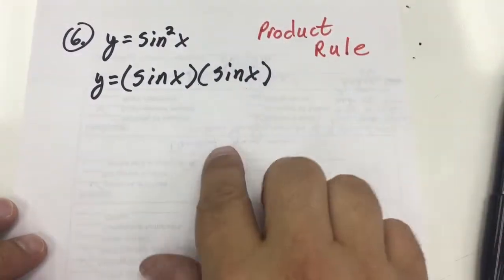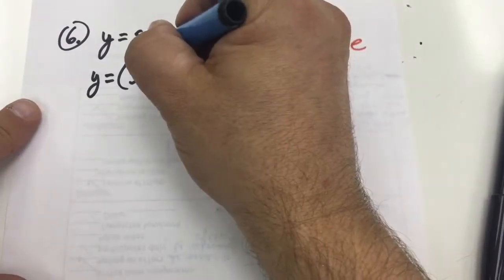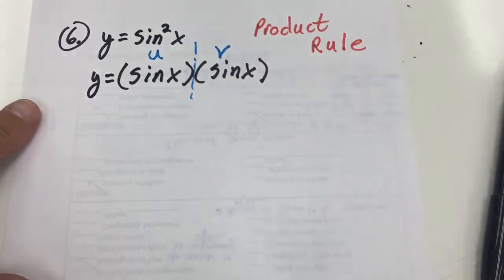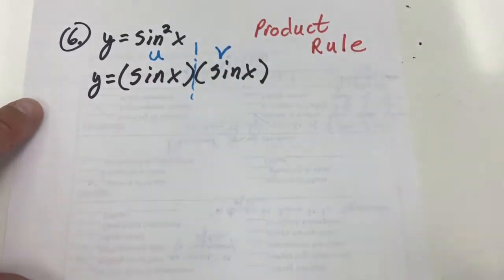To use the product rule, after you've split this into sine x times sine x, you want to label this first part as something called u, and the second part as v. I split it down the middle, and I have 2 elements. I'm multiplying sine x times sine x. That's where the word product rule comes into play.